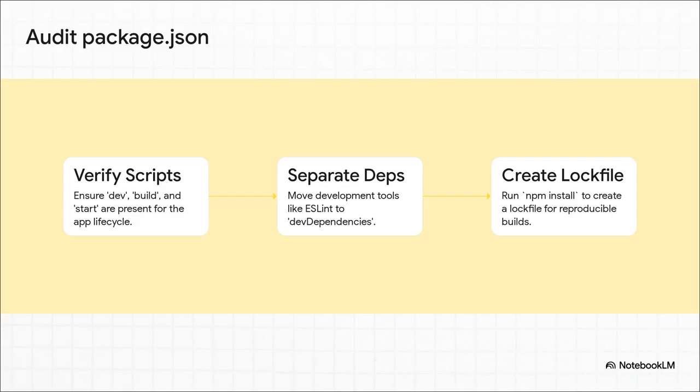Number 1, make sure you have the 3 essential scripts: dev, build, and start. Number 2, sort out your dependencies. Tools like ESLint or Prettier only need to be in dev dependencies, not your main dependencies. And 3, create a lock file. Just run npm install or yarn install. This file guarantees that everyone on your team is using the exact same version of every package, which stomps out those annoying, well, it works on my machine bugs.